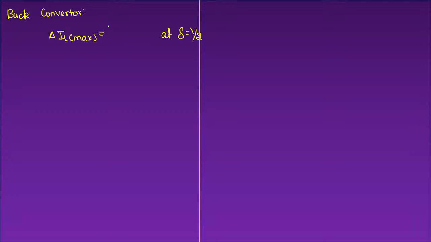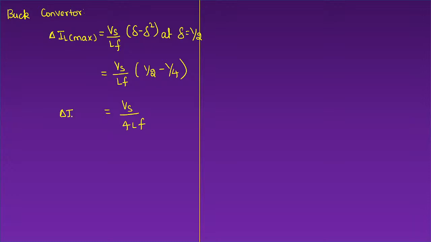Now let us substitute. We know Vs by L into F is constant. In the bracket we have delta minus delta square. Let us substitute delta equal to 1 by 2: 1 by 2 minus 1 by 2 whole square. 1 by 2 whole square is 1 by 4. Further, it will be Vs divided by 4L into F. Yes or no? This is the maximum value of the ripple current.